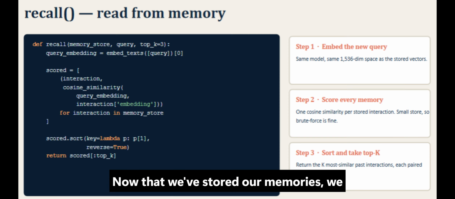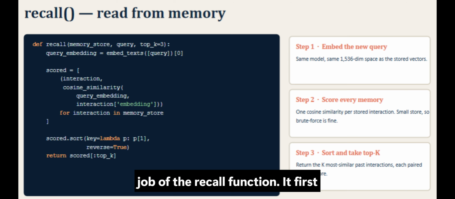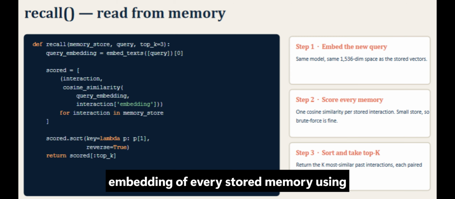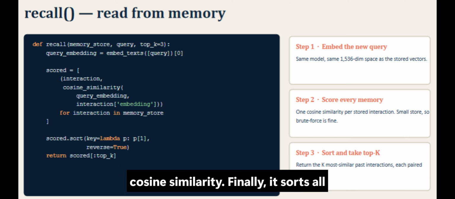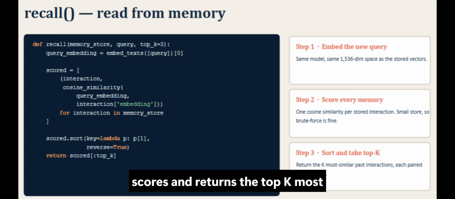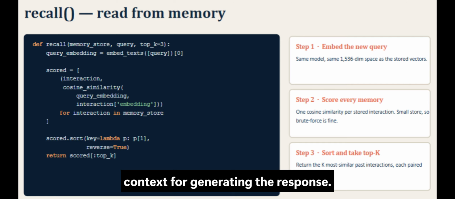Now that we've stored our memories, we need a way to retrieve them. That's the job of the recall function. It first converts the new user query into an embedding, then compares it with the embedding of every stored memory using cosine similarity. Finally, it sorts all the memories based on their similarity scores and returns the top k most relevant interactions, which we'll use as context for generating the response.